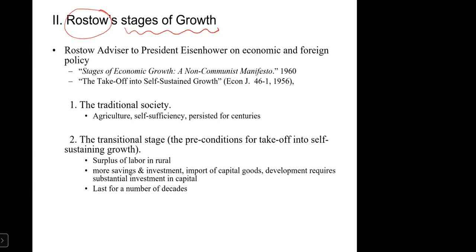All right, so what is the theory? Rostow's stages of growth tells us a story of 5 stages of economic growth, right? Before I explain this 5-stage growth, I want to point out that his theory is largely based on his observation of the Western economy. That's the big criticism. This theory was formed in 1960, right after World War II.